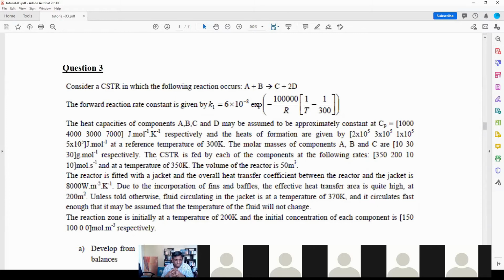That's because in this problem, I know we are going to say that the temperature changes at some point. Anyway, the default temperature is 370 Kelvin, and it's flowing fast enough that we can say the temperature in the jacket is the same everywhere. The reaction zone is initially at 200 Kelvin, and you are given the initial concentrations of each component. And note here the difference between initial amounts and inlet amounts.